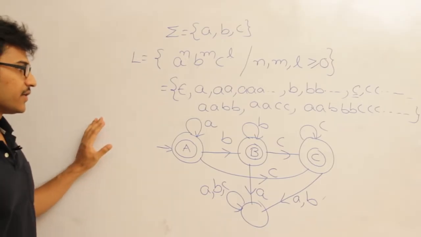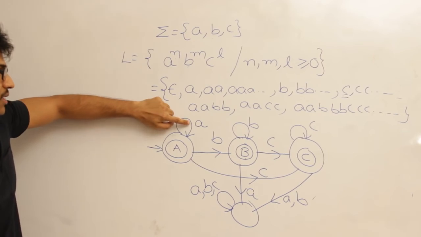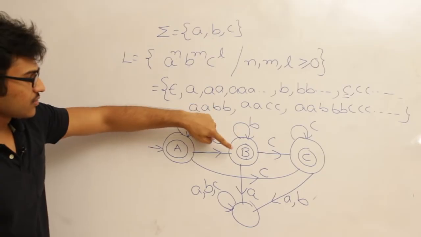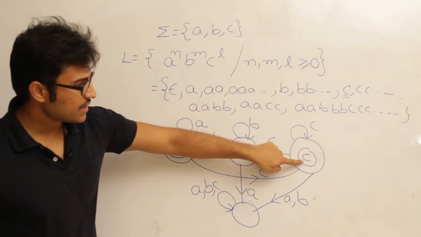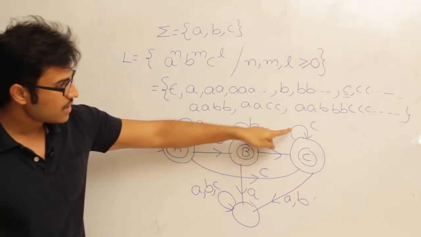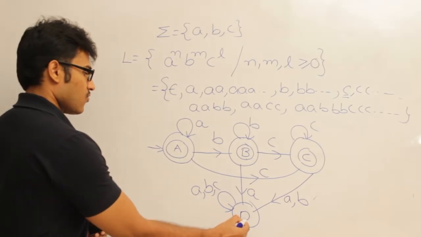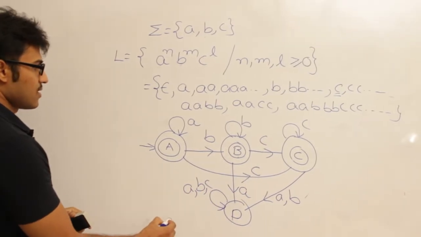This is a complete DFA. See this? For the first state A, I have shown what happens on a, what happens on b, what happens on c. For the second state B, I have shown what happens on a, b and c. For the third state C, I have shown what happens on a, b and c. For this dead state, I have shown what happens on a, b, c. This is the dead state. This is the answer.